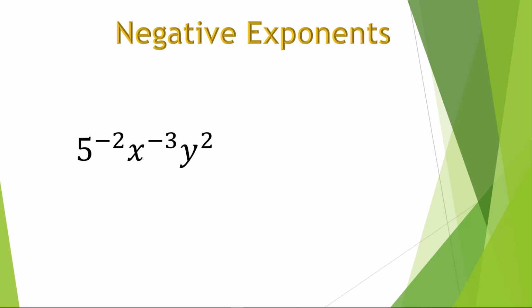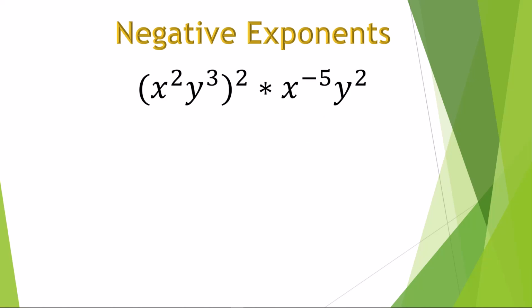Check this one out, and see if you can figure out how to resolve it. Since the coefficient 5 is raised to the negative 2 power, it moves down to the denominator, and we square it to make 25. The x power joins it as well, with its exponent negative 3 changing to positive 3. All that remains in the numerator is the y squared power.